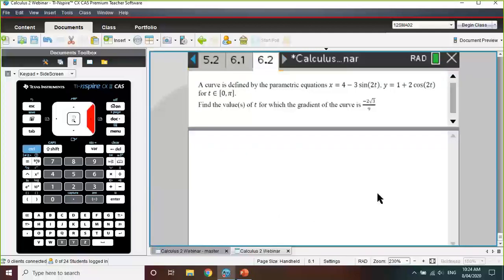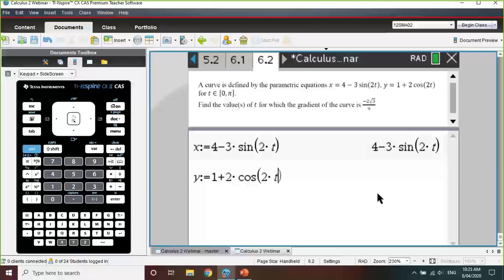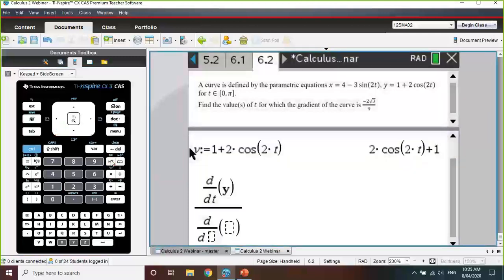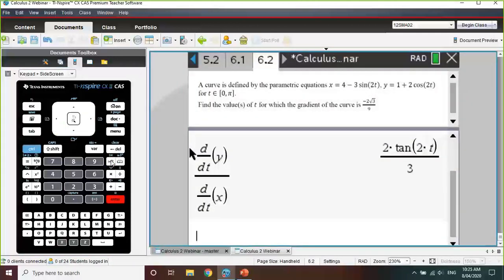All right. So once again, we can define x and y. So x is 4 minus 3 times sine 2t, and y is equal to 1 plus 2 times cos 2t. Now, if we wanted dy/dx straight away, we can take the derivative dy/dt and divide that by dx/dt. So at the moment, that's our dy/dx.